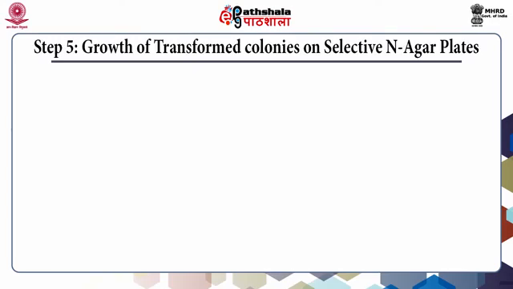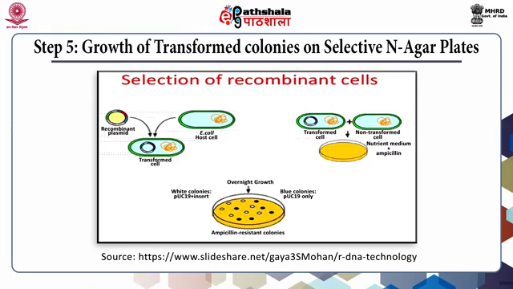Step 5. Growth of transformed colonies on selective N-agar plates. The transformed colonies can be isolated using selective media with antibiotic added to the medium. The non-transformed host cells will grow on the plates containing the antibiotic with blue color, whereas transformed host cells will grow on antibiotic containing plates with white color. These colonies can be picked up and the DNA fragment of interest can be reproduced then in large number.